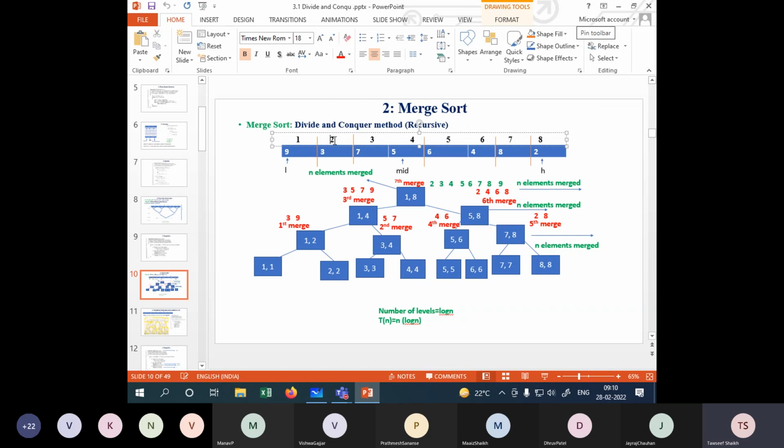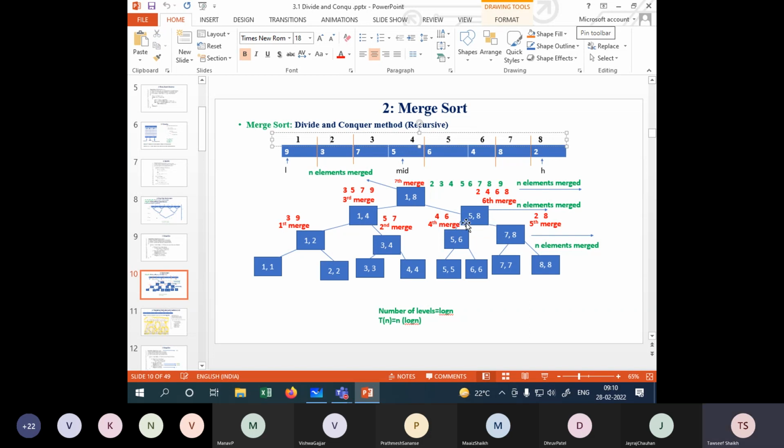So this will become the new mid. Again it will be divided, so this part of the array will be treated as separate and this will be treated as separate, recursively. Because in divide and conquer, our approach is the same: to divide a large problem into small ones. So on passing 1 and 4, what we are doing is finding the new mid. The new mid becomes what? 2.